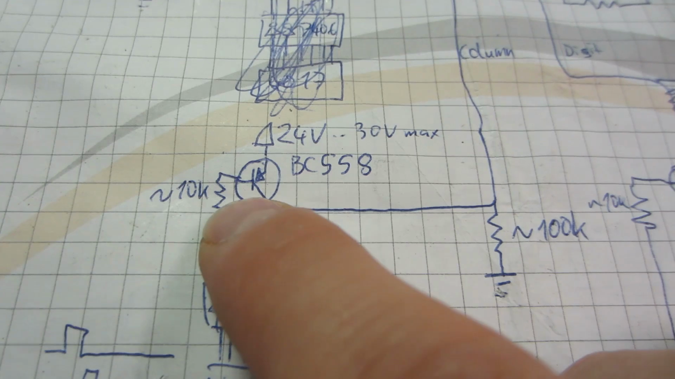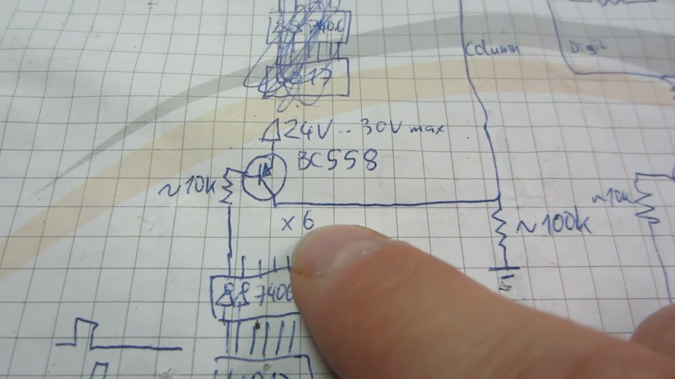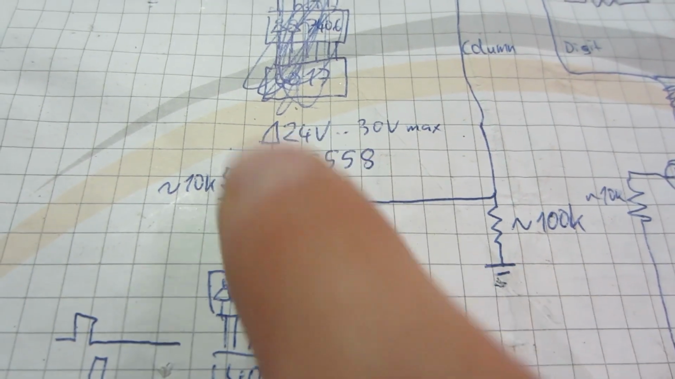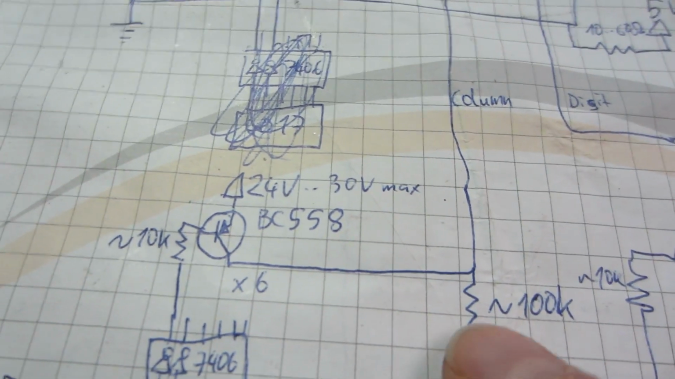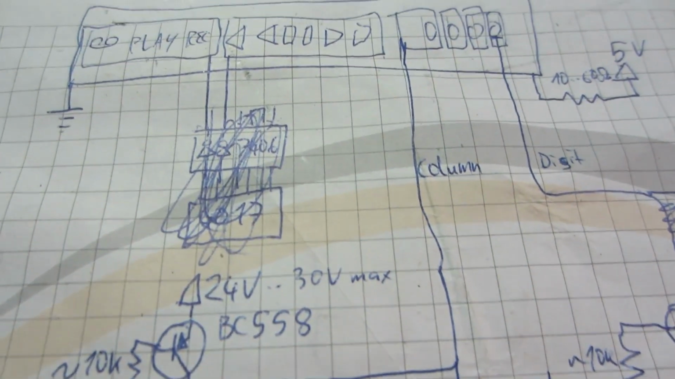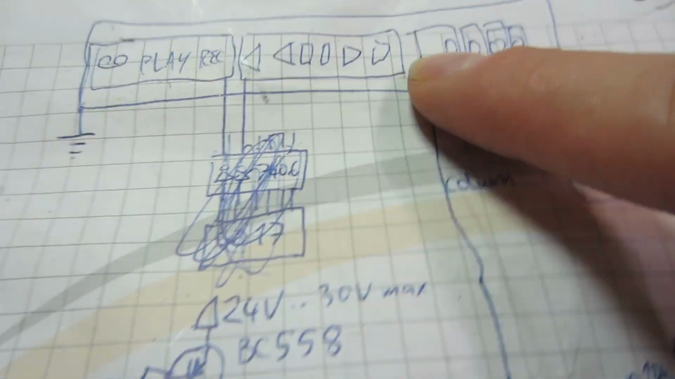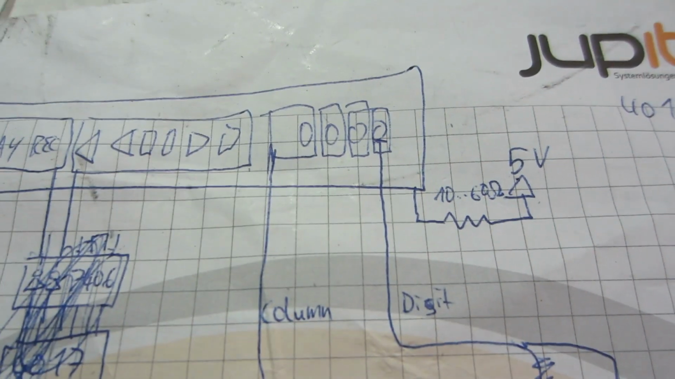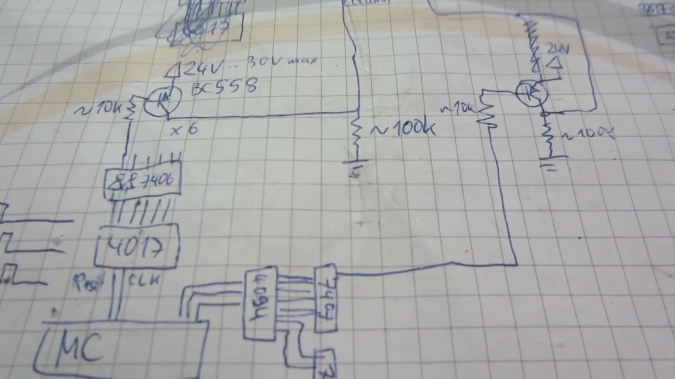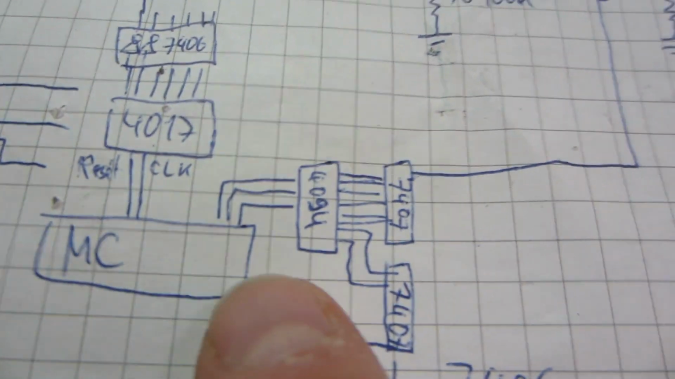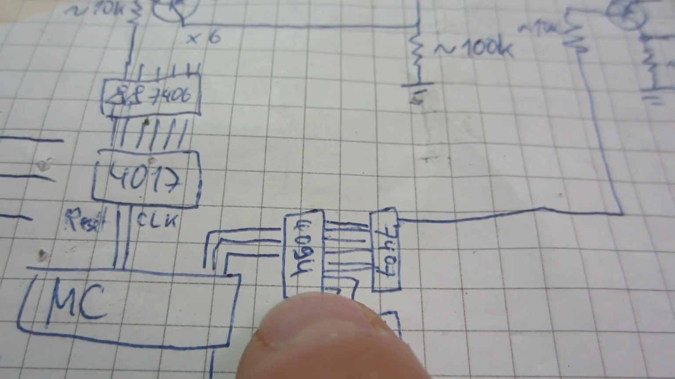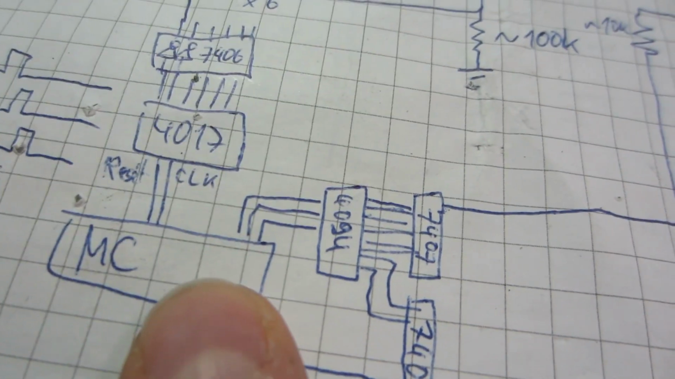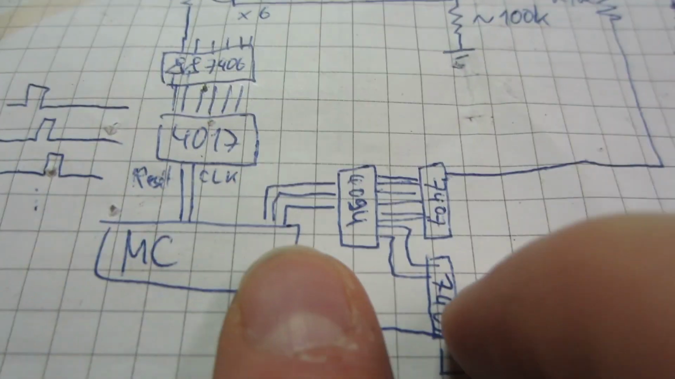It goes through a 10K resistor to a PNP, and yeah, this goes to 24 volts. Here's a 100K pull down, and that just goes to the column strobes. And exactly the same circuits go to the digits, but here we have a 4094, which is a serial to parallel shift register, which makes it rather easy to control.